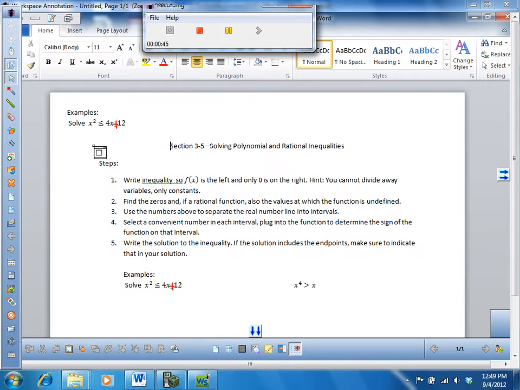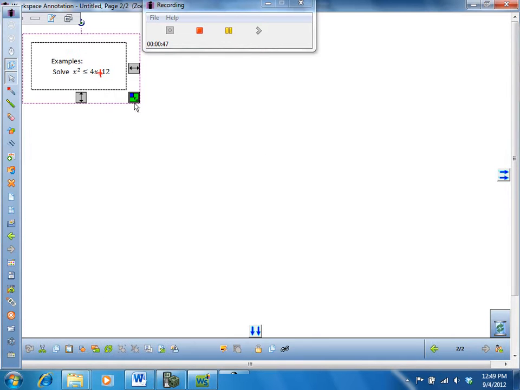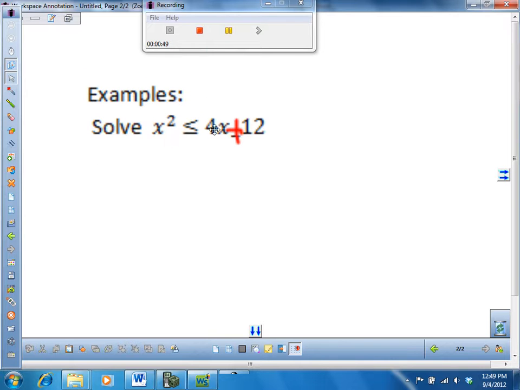Here we go. So I'm going to solve this inequality. X squared is less than or equal to 4x plus 12. So what you cannot do is you can't divide by anything, and you can't just try to solve this as if it were an equal sign. First thing you want to do is solve this like it's a quadratic equation. So you're going to bring everything onto the left side.